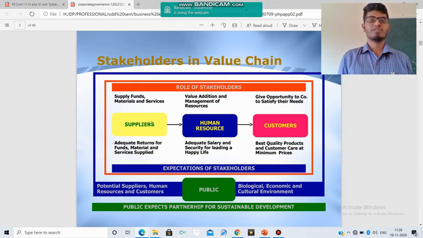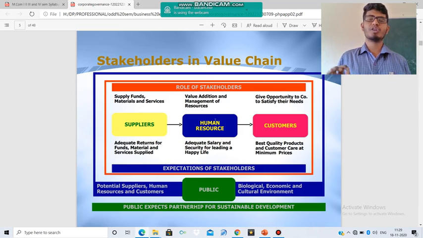Here, suppliers means not only the suppliers of raw materials, but even the suppliers of funds, nothing but the investors, maybe debt holders, equity holders, or preference shareholders. They supply the materials, services, and the funds too, and they expect adequate return for the funds, materials, and services supplied. Suppliers expect proper repayments, and the investors expect the returns.